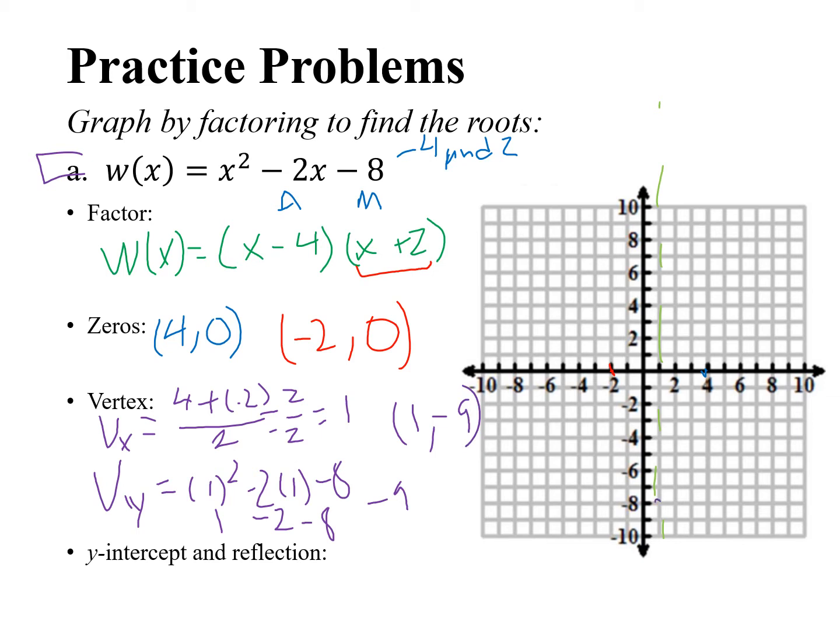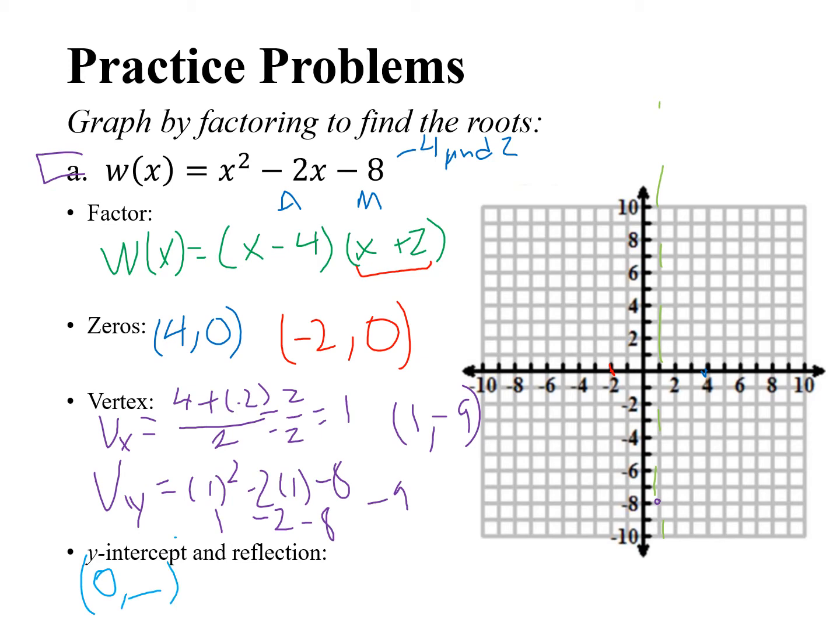So if I plot that point here, I find it there on the graph. I have 3 points. I have enough technically to draw in my parabola, but I want to find 2 more points to be sure of the curve here. So to do that, I want to find the y-intercept. I know that the y-intercept of any function is the y value when x is 0.